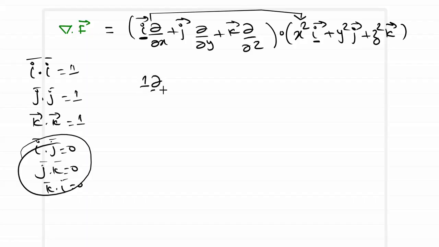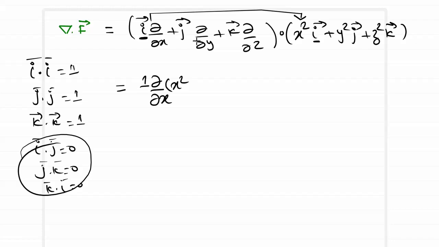So what will I be left with? ∂/∂x of the input over here, x squared. Next, what will happen with i and my j? What is i dot j? 0. What is i with k? i dot k is 0. So the remaining two will vanish.